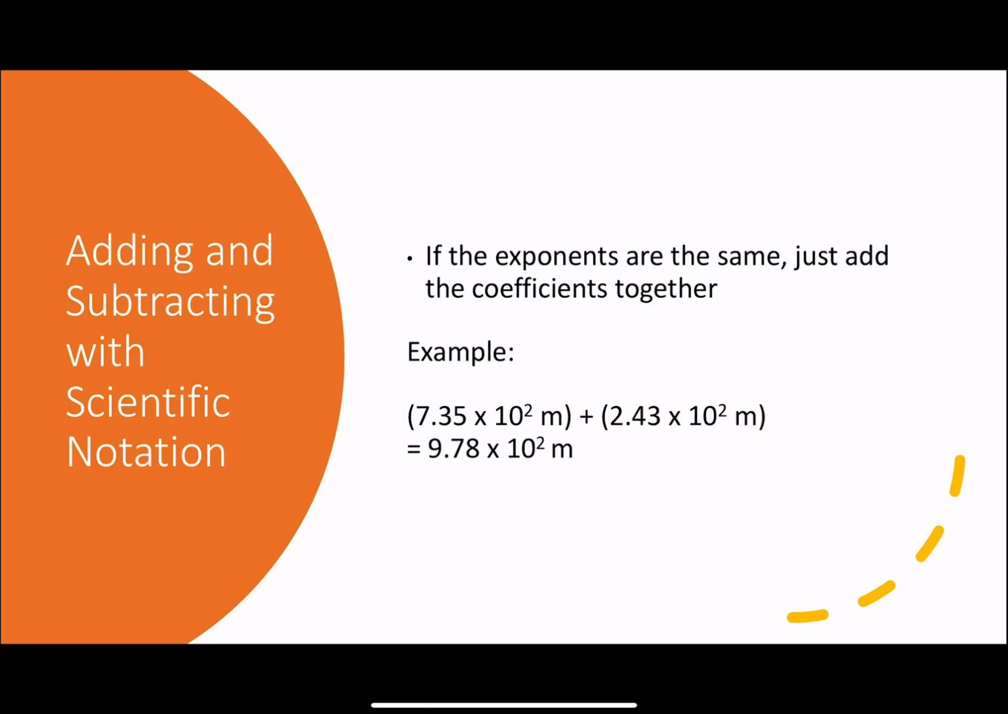So here's the first one. If we're adding and subtracting with scientific notation, if the exponents are the same, then you just add the coefficients. Coefficients are these numbers right here in front of your times 10 to the whatever power. In this example that was given to you, they're both raised to the second power. So all you're going to do is take the 7.35, add it to the 2.43, and it'll show up as 9.78 times 10 to the second power. Obviously in a calculator, that's a lot easier to do, but again, there are certain things that you can do without a calculator and you should be okay. So that one's super easy.